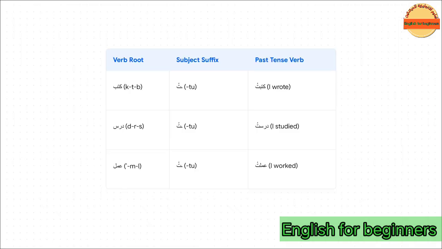And here you can see that system in action. Look at this. We have 3 totally different roots for to write, to study, and to work. Now to say that I did the action for any of them, you add the exact same suffix, this tu sound, to each one. So you get katabtu, darastu, amaltu. It just becomes a simple plug-and-play system. Once you learn that one suffix, you've just figured out how to conjugate a massive chunk of verbs.